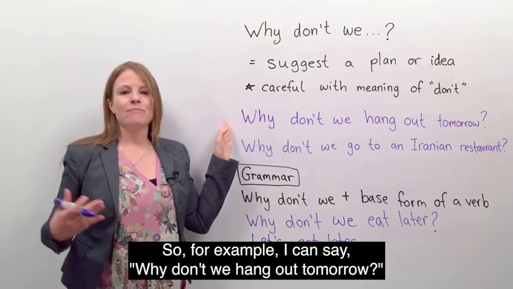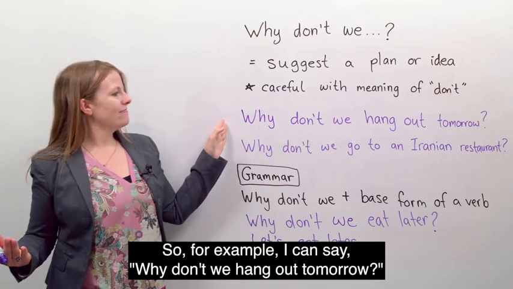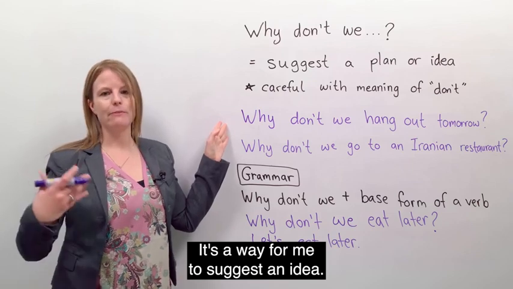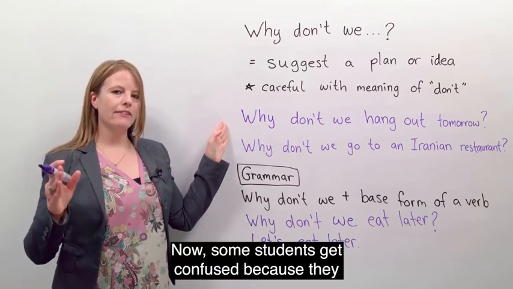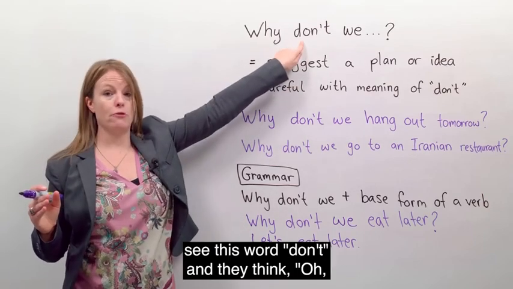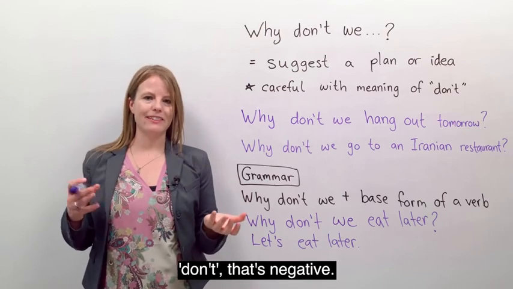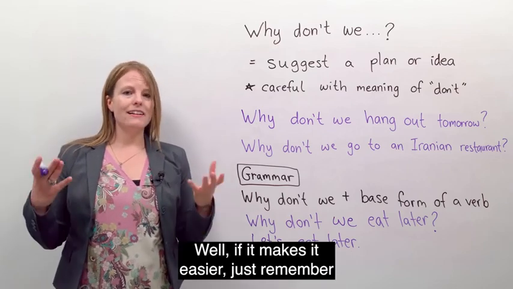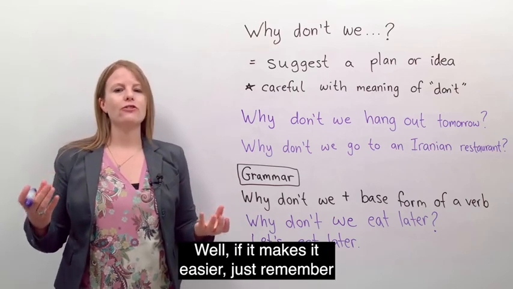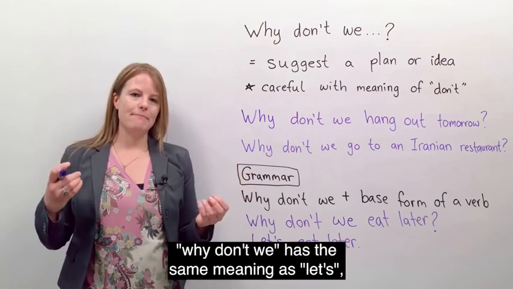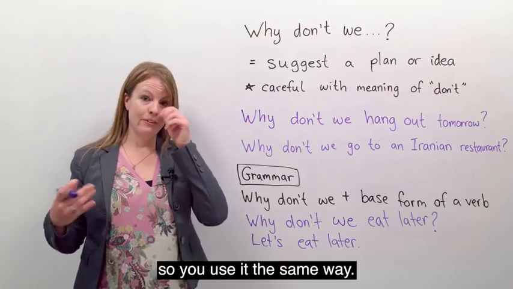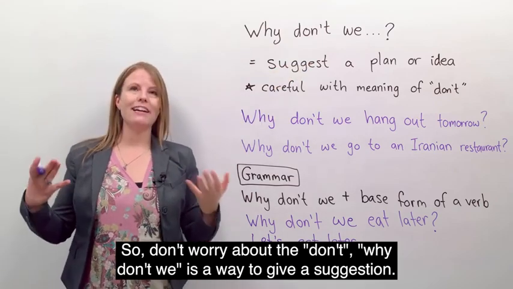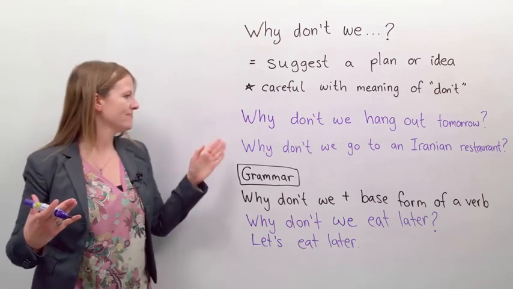So for example, I can say, why don't we hang out tomorrow? This means let's hang out tomorrow. It's a way for me to suggest an idea. Now, some students get confused because they see this word don't, and they think, oh, don't, that's negative. This must be a negative question. Well, if it makes it easier, just remember why don't we has the same meaning as let's. So you use it the same way. So don't worry about the don't. Why don't we is a way to give a suggestion.